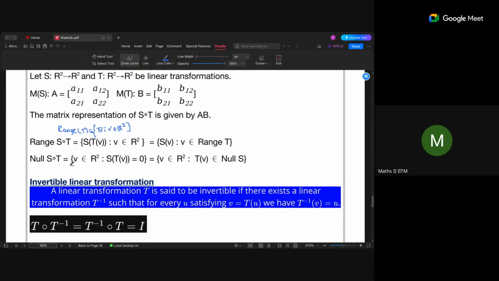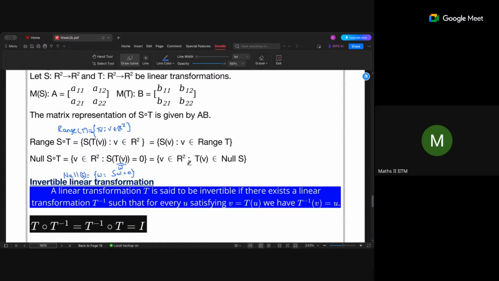Now, what is the null space? The null space in the usual definition is the set of all V in R2 such that S of T of V equals 0. Now, suppose you have here W, then S of W equals 0. What does that mean? What is the set of all W such that S of W equals 0? It is nothing but the null space of S.